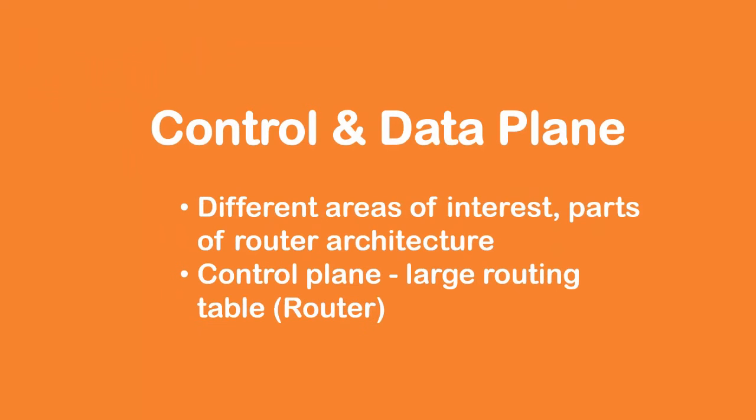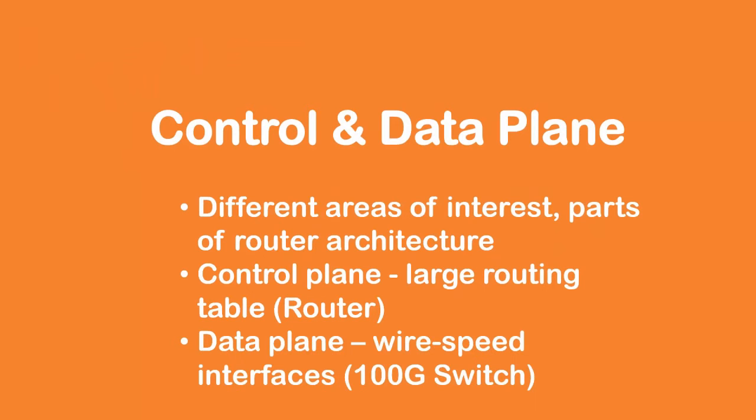So devices that are primarily concerned about the control plane, so they would have a large routing table, would tend to be a layer 3 device like a router. And in general, routers tend to have slower speed ports than devices that are more concerned with the data plane. So that would be about pushing packets as fast as possible. A data plane focused architecture would be your layer 2 switches, so your 100 gig switches nowadays that might not even have layer 3 functionality on them. They're all about pushing the traffic around the network as fast as possible.